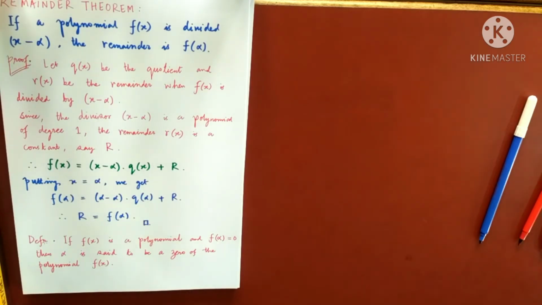That means the roots, so root of the polynomial equation. So when f(x) is a polynomial and after putting some value alpha to the polynomial, if I am getting 0, then alpha is said to be a zero of the polynomial. Okay. Because it makes the polynomial 0 in simple words. So this is all about the remainder theorem and this definition.